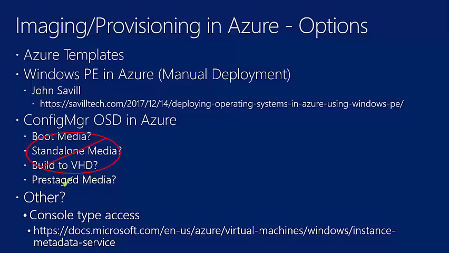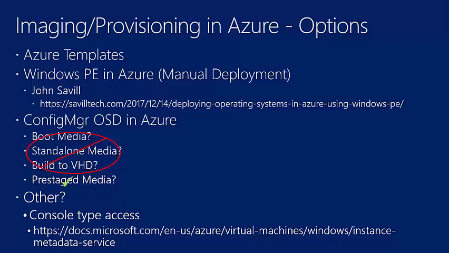Build to VHD. Now this one would be interesting because you could actually use build to VHD to create your VHDs. The intention of build to VHD was to do that exact thing and then stage those VHDs in Virtual Machine Manager. Well, as of ConfigMgr 1710, we have deprecated that feature, so it's no longer even available in the console. So now it's not an option either at 1710 going forward, right?